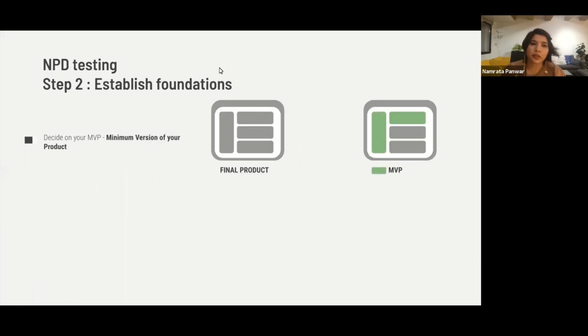The second stage and the second step is to really establish foundations. So here, as you can see in this image, there is a final product which has 4 modules. What this stage includes is that you decide on your MVP. Now, in traditional product management, we say MVP is a minimal viable product, but in this case, I would call this a minimum version of your product, because in most cases, we want to really define those products or those modules that actually work well with themselves.